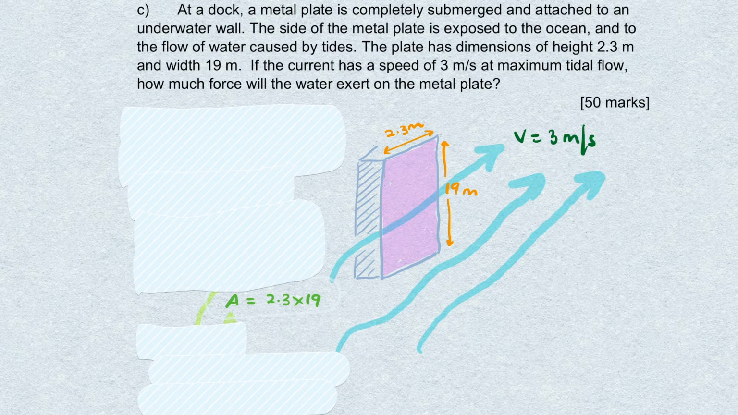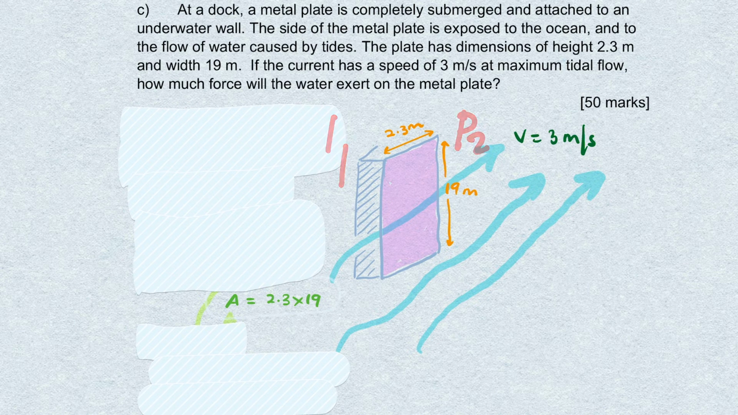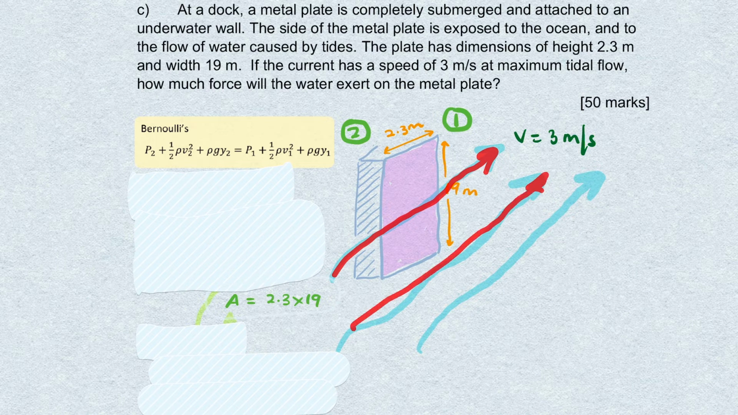Because you've got flow on one side and no flow on the other side, there will be a pressure differential. There'll be a change in pressure, or a difference in pressure, between one side and the other. And to calculate that change in pressure, we use one of Bernoulli's equations. Now, Bernoulli's equation is this massive one here with all these different terms. So you've got P2 on one side, P1 on the other side. If we call this side of the wall side 2 and this side 1, side 1 is where you have the flowing water, and side 2 is where you have no flowing water.